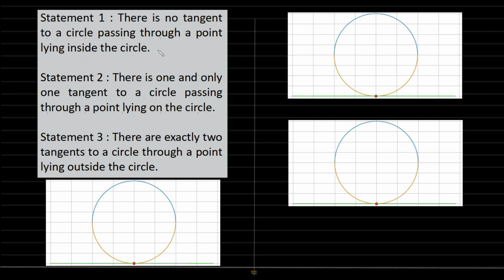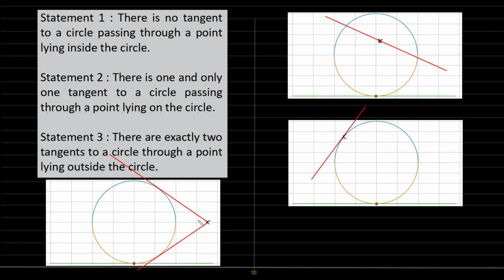So again, I'll repeat the three scenarios: inside, on the circle, and outside the circle. When we're talking about inside a circle, we cannot have a tangent. On the circle, we can have only one tangent. And outside the circle, we can have two tangents.